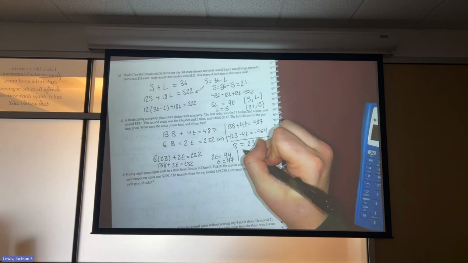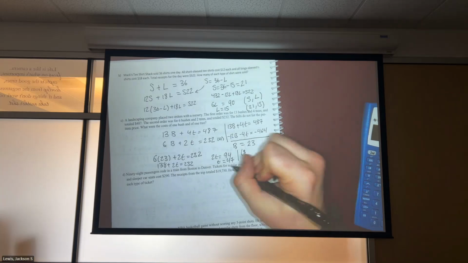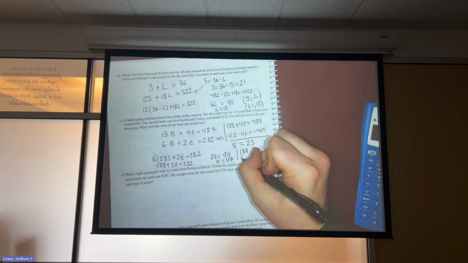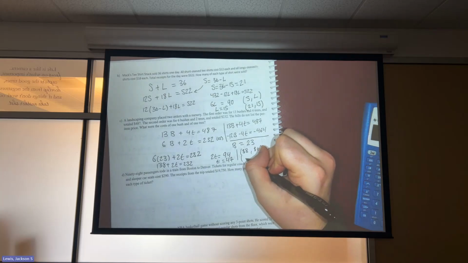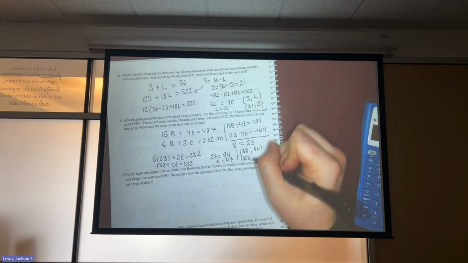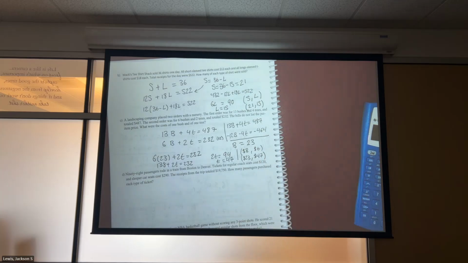So now my solution set, which is dollars per bush and dollars per tree, is the bush was, what did I say, $23, and the tree was $47. Again, pretty straightforward. We're setting up our system and then picking a solution.